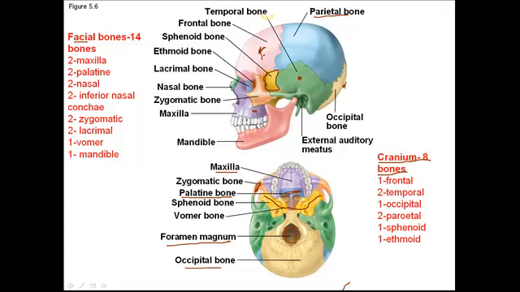I don't know if they have this on here. They don't have them on here. They're inside the nose. 2 zygomatic bones. 1 here and 1 here. 2 lacrimal bones. Those are these blue ones right here, right and left. 1 vomer bone. They have it here? Yes. The vomer bone is right here. And 1 mandible. This is just 1 bone.